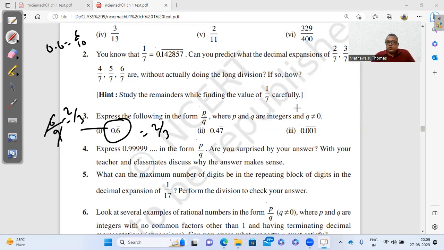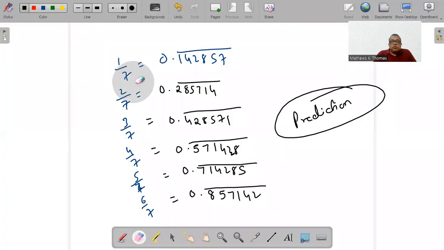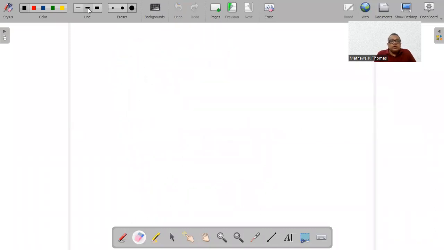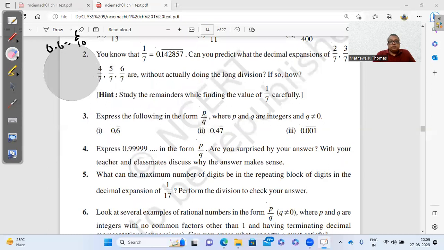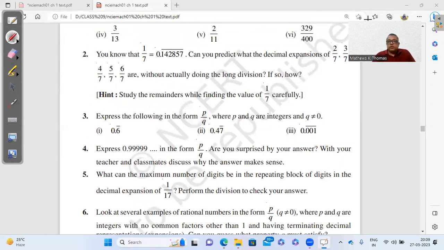If you have 0.47 bar, now I'm going to 0.47 bar. Okay, how will I convert 0.47 bar? Now, if you notice the question here, the bar is only on the 7, not on the 4. If it was 0.47 bar, it would have been easy. 47, the full, it would have been bar, then the answer would have been 47 by 99, right? But it is 0.4 and there is bar only on this.